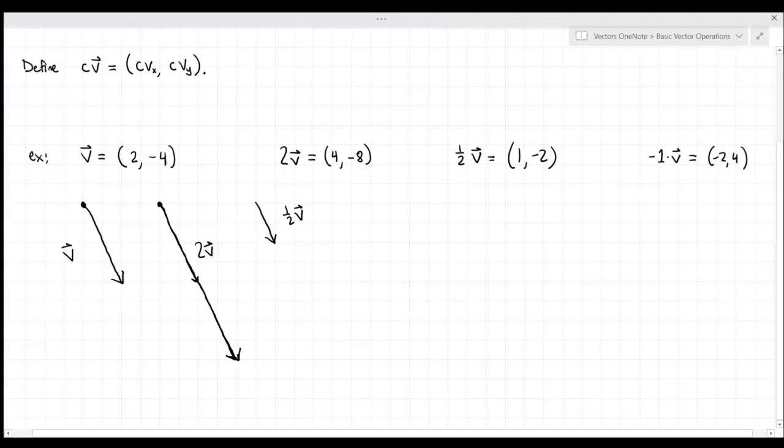And what happens when we multiply a vector by a negative number? So negative v, notice that when we multiply by a negative number, that reversed its direction, okay? So v was kind of pointing down and right. So negative v points up and left instead. It points in the opposite direction of v. All right, so that's good.